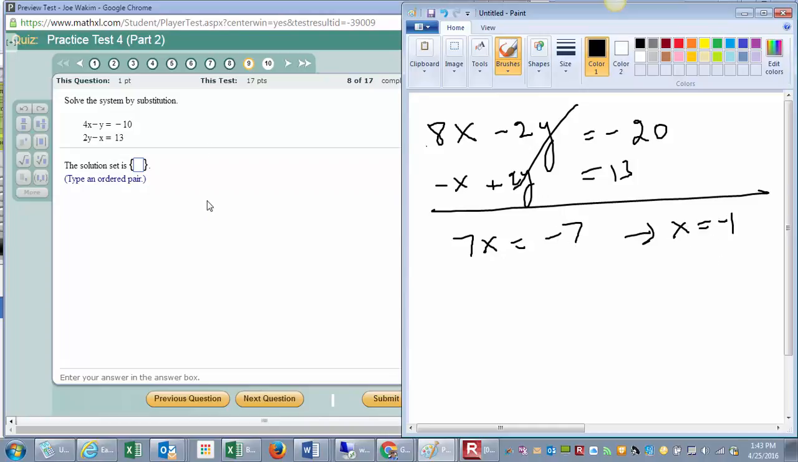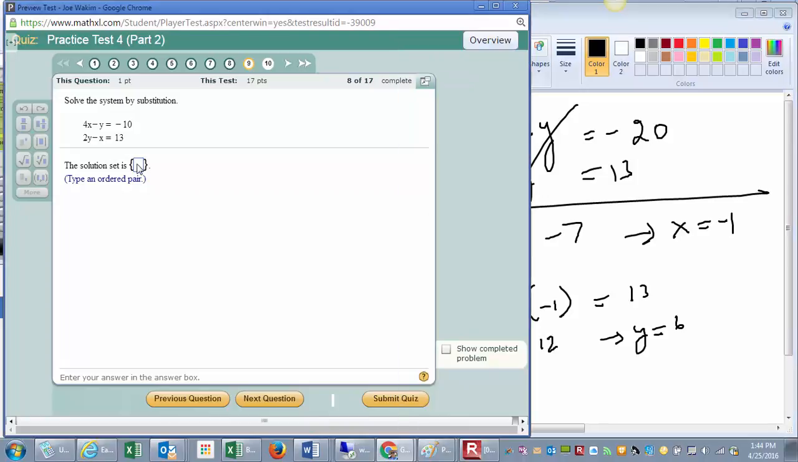And then we have to substitute. So 2y minus negative 1 equals 13. This is plus 1. 2y plus 1 to the other side becomes negative 12. And therefore y equals 6. So negative 1, 6 is the answer. Ordered pair. Negative 1, 6.